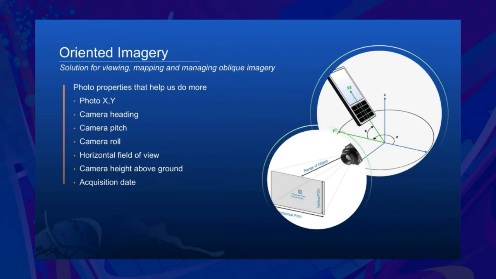By capturing properties through QuickCapture variables about the device and the camera when the picture was taken, we can exploit this functionality. We're talking about the photo location, the camera heading, pitch, roll, the horizontal field of view for the lens, the camera height above ground. And with all of this information, we can start to exploit this imagery in a much more intuitive and interactive way.